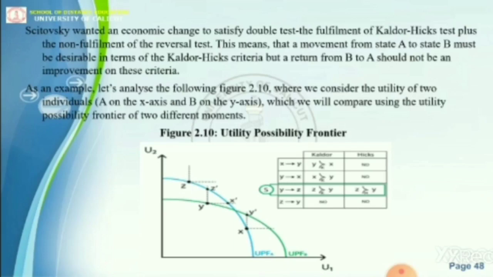This means that a movement from state A to state B must be desirable in terms of the Kaldor-Hicks criteria, but a return from B to A should not be an improvement on this criteria. As an example, let's analyze the following figure 2.10, where we consider the utility of two individuals, A on the x-axis and B on the y-axis, which we will compare using the utility possibility frontier of two different moments.